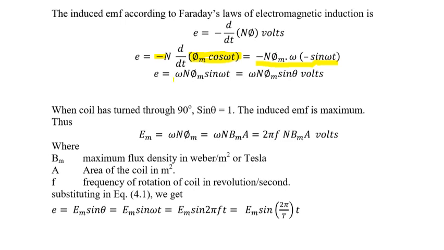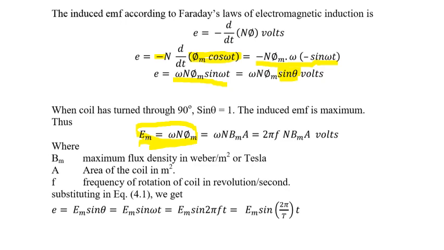Finally, it can be written as omega N phi m sine omega t. This omega N phi m is represented by Em, because when theta is equal to 90 degrees, sine theta is equal to 1, and therefore the EMF induced is equal to the maximum value of EMF, which is numerically equal to omega N phi m.